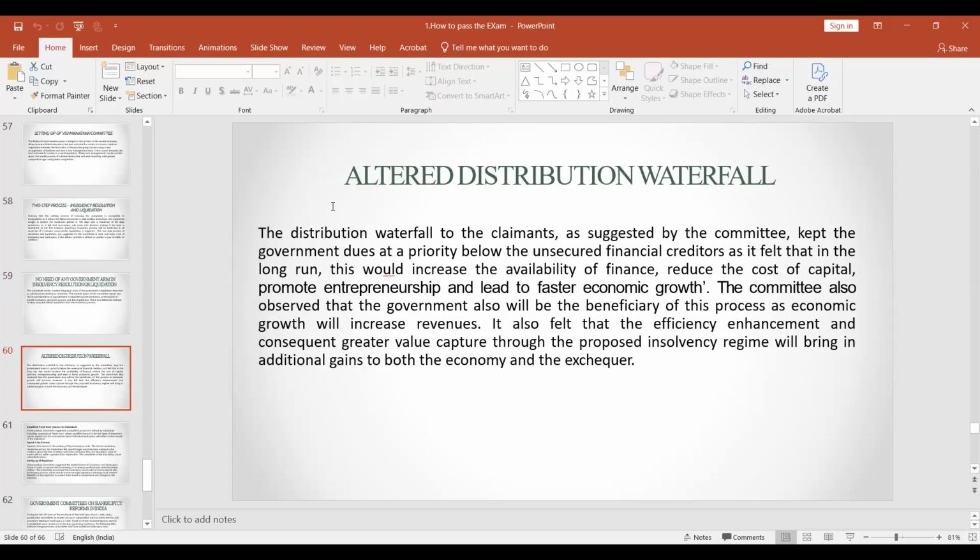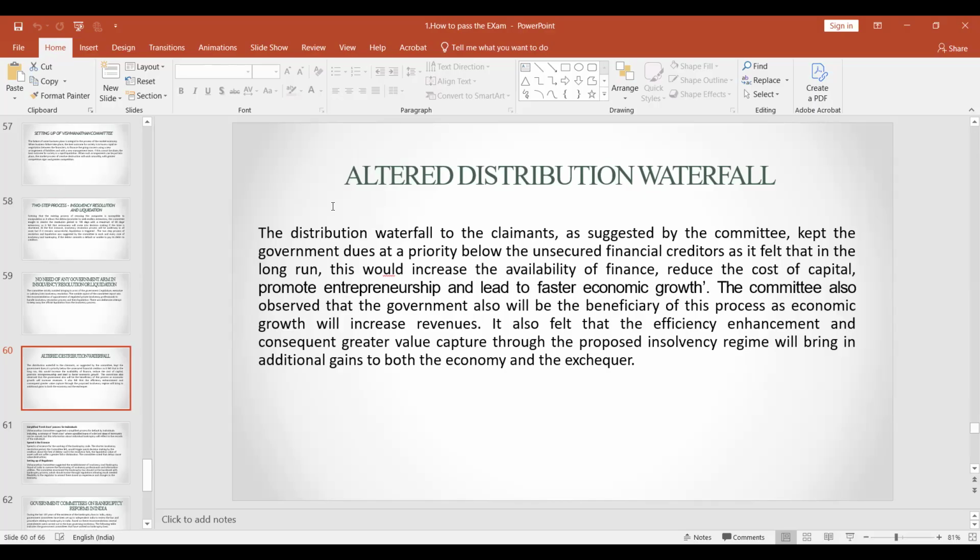Distribution waterfall. So there is an altered distribution waterfall here. The distribution waterfall kept the government dues at a priority below the unsecured financial creditors. So they said, let the government wait. There is no hurry for the government to recover the taxes that are due. So they said, if the economy grows, if the business comes back, then the government will also get its share. So they say everybody will be benefited.